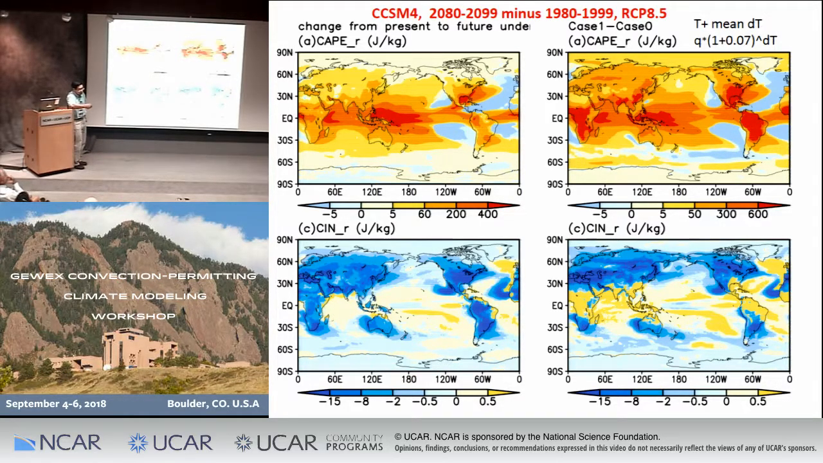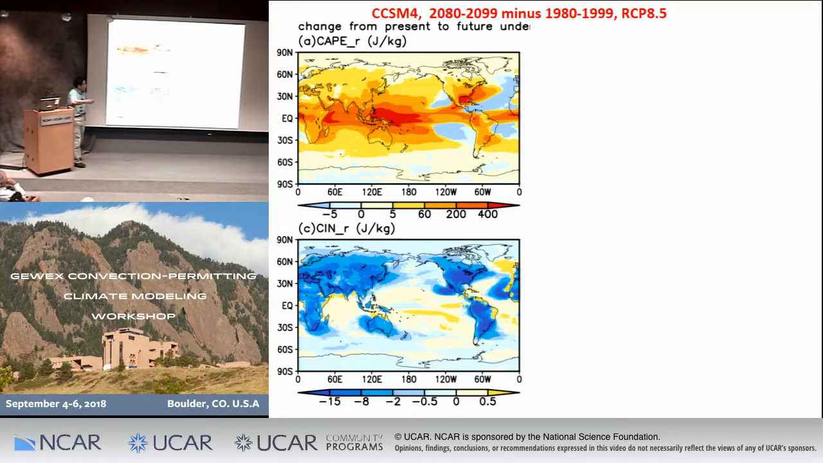So we did go back and try to calculate those CAPE and CIN changes for the global models. We originally thought that the CMIP5 model data archive might help, but it turns out they only archived the vertical data at a very limited number of standard pressure levels, which makes it not very useful. So we had to go back and find some model data, like the NCAR CESM model, which archived daily data at the original model levels. This allowed us to actually calculate the CAPE. So this is the future minus present under the high emission scenario.